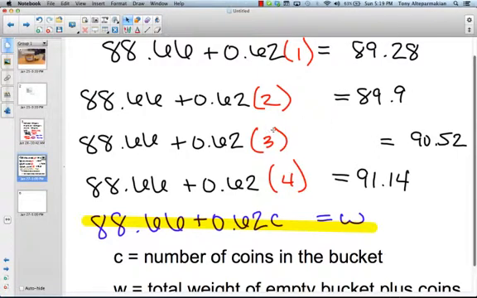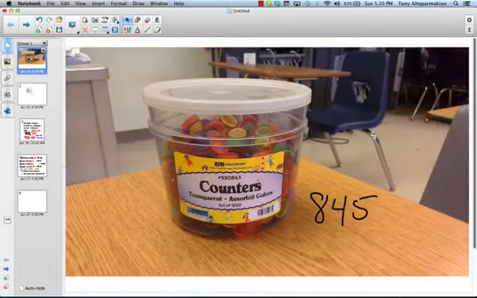And before we set out on this whole thing, now that we've arrived here at an equation, that tells us something important, that if you didn't see it before, we know that there is a relationship between the number of coins in the bucket and the total weight.